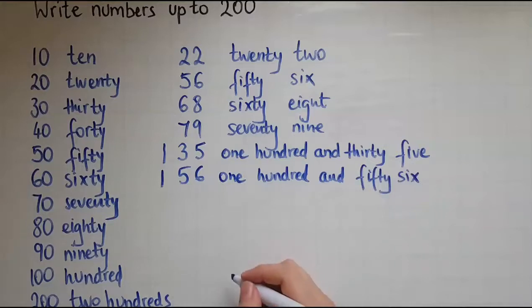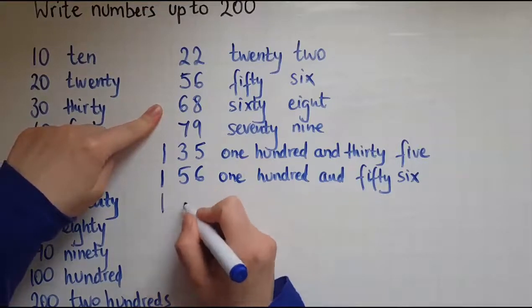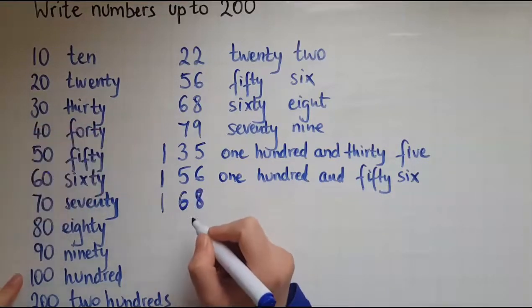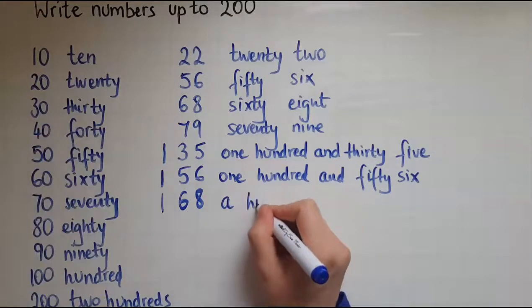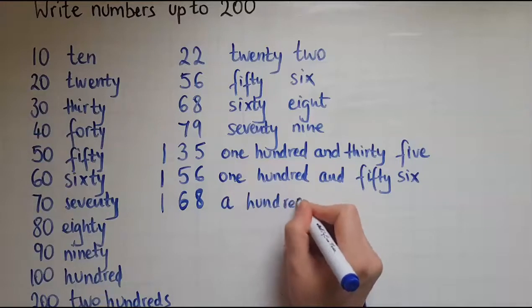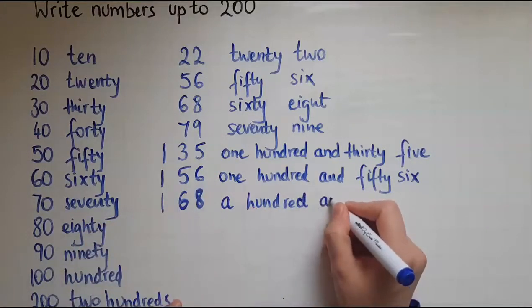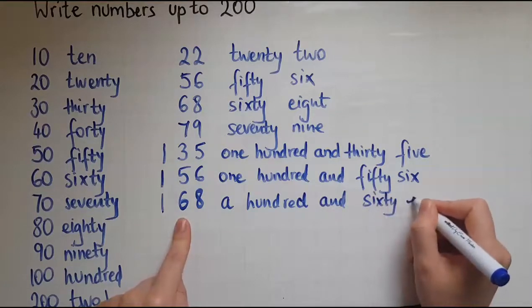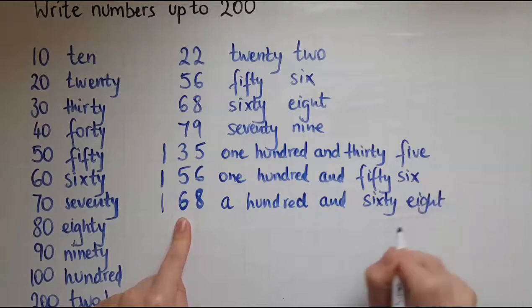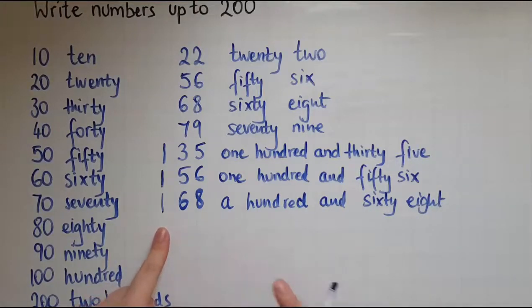Let's say we want to do 168. So 100 and the 68. So we can say 100, which is the same as 1, and 68. So we've got to see where are these all located.